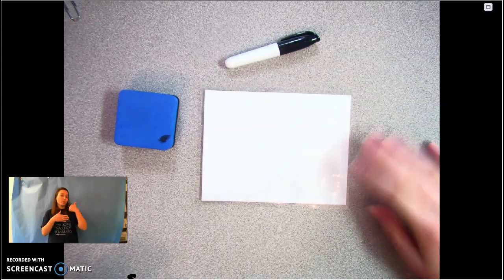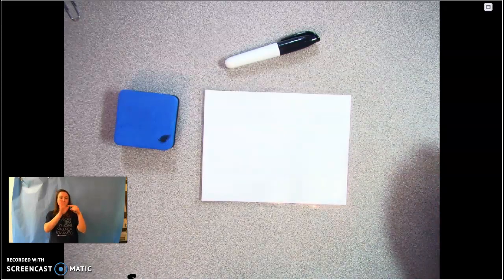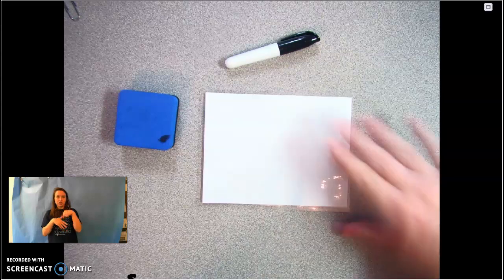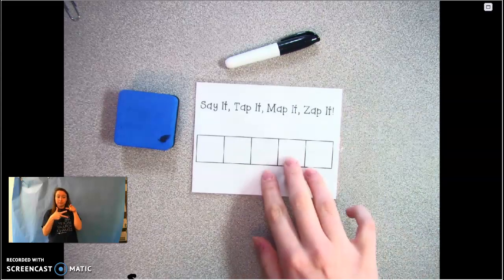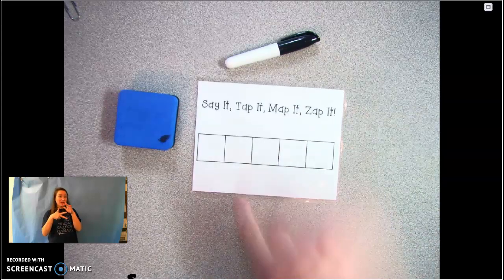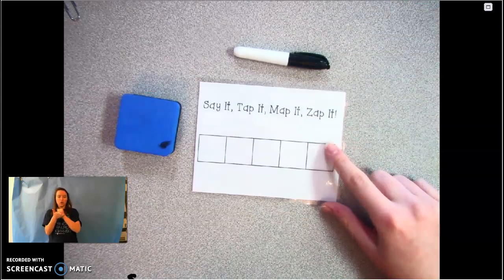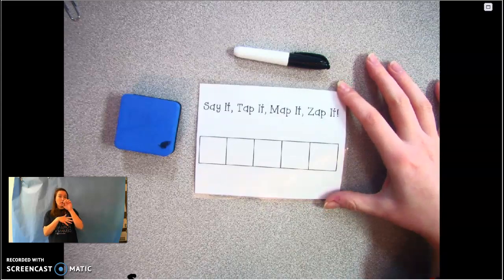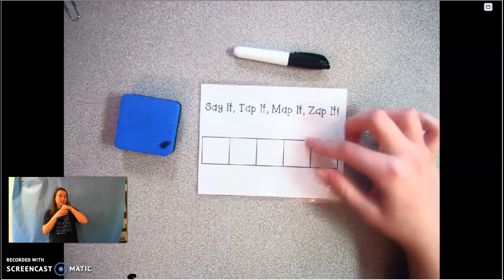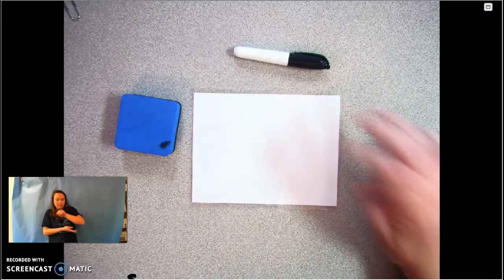Right, we're going to do some addition and subtraction practice. So I need you to get out 3 things. I need you to get out your Say It, Tap It, Map It board, your tiny marker, and your eraser. They're in your travel toolkit inside your folder. So find those 3 things, and we're going to use the back of our Map It board.